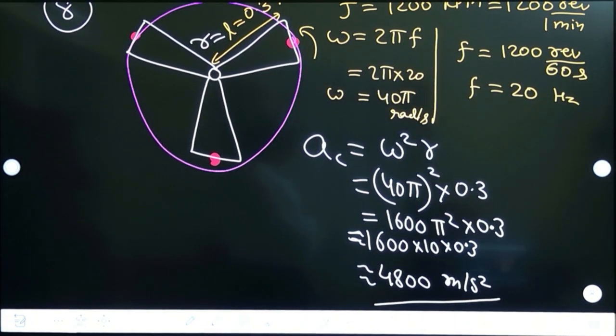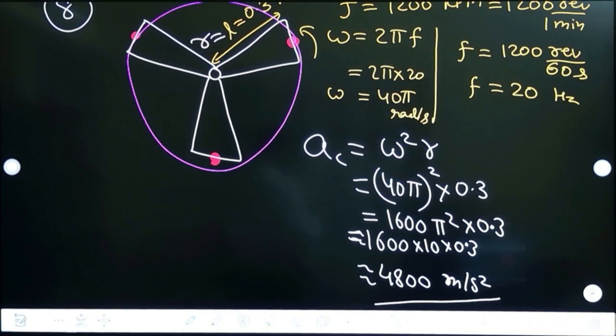Okay. Then any other doubts? Any other doubts you have on this question number 17? Okay. Question number 17. Okay, let us see that.